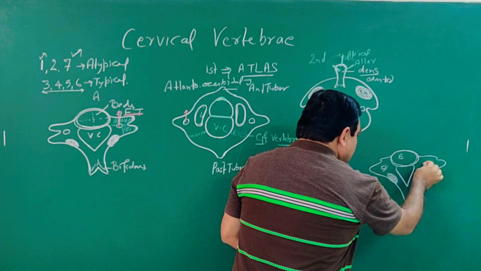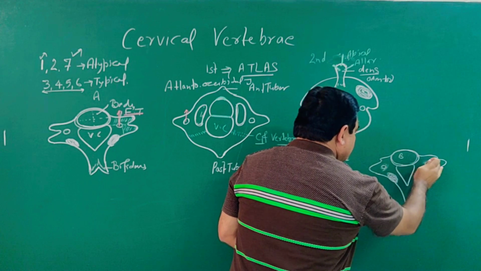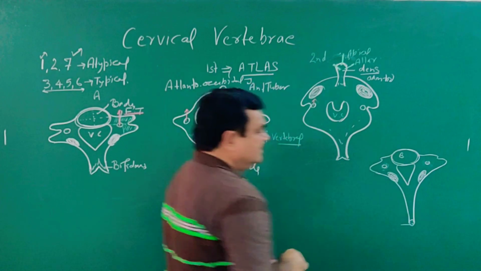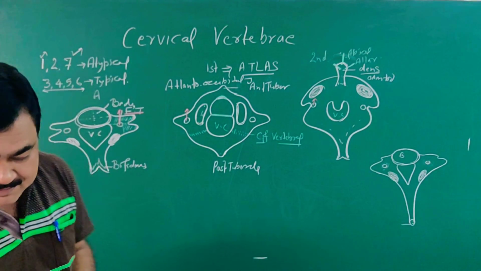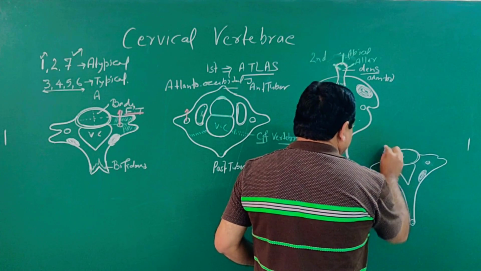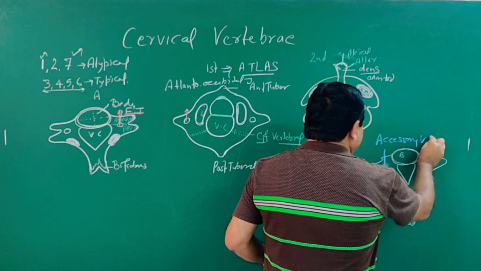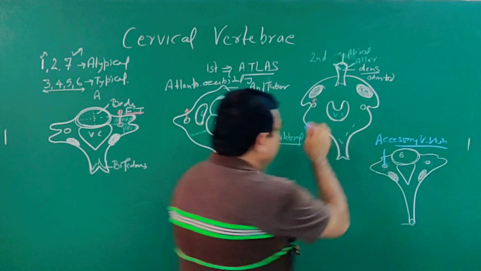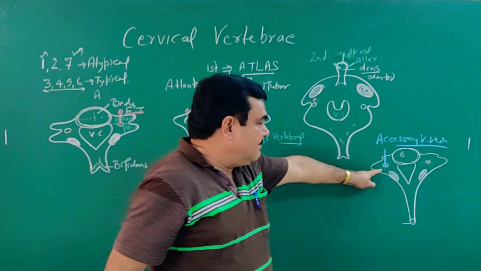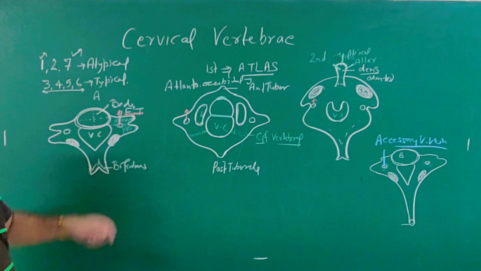And through this, the accessory vertebral vein passes. In other regions, except the seventh cervical vertebra, the vertebral artery passes through the foramen transversarium.